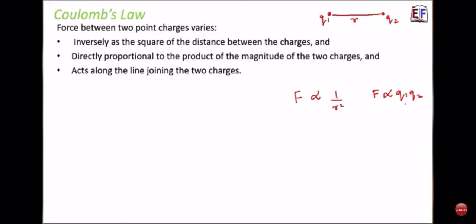So based on these three criteria, it is found that force is proportional to Q1 Q2 by r square. To convert it into equality, we introduce a constant and we call this constant k. So k is some arbitrary constant. How do we later calculate the value of k? Later k was calculated as 1 by 4 pi epsilon naught, where epsilon naught is the permittivity of free space.